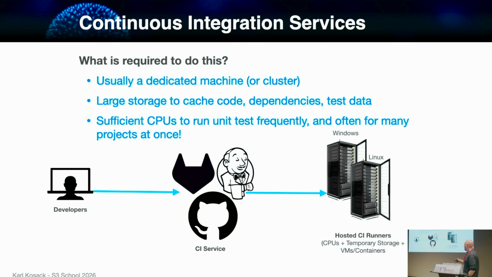Basically, you as a developer communicate with some sort of CI service. GitHub provides one, GitLab provides one, and Jenkins is another one. There's a bunch of others. Those things then talk to runners. That's the terminology. A runner is just a machine that runs the tests for you. Each runner has a different environment, lots of different CPUs, different types of storage, different VMs, containers, et cetera, right?